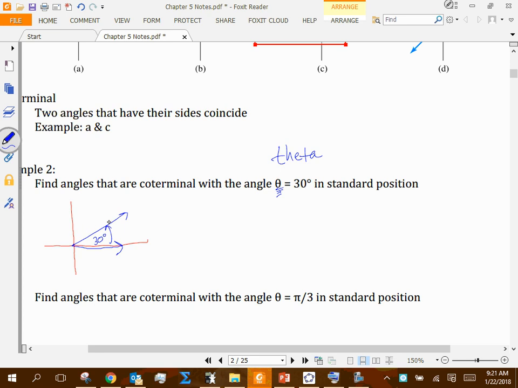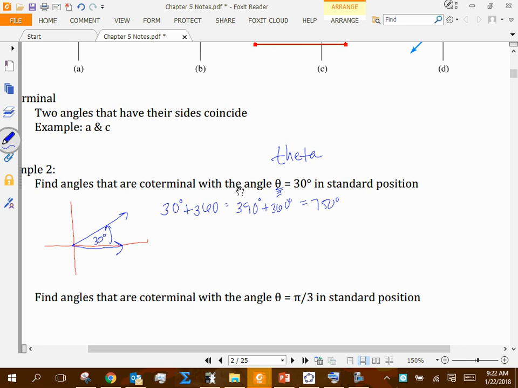Well, if that's 30 degrees, how can I find an angle that's coterminal with it? What do I need to add to that? 360. So 30 plus 360 will give me 390, right? How do I find another one that would be coterminal with that? Add 360 again, right? And that gives me 750. How do I find another one? Add 360. I keep doing that, right?